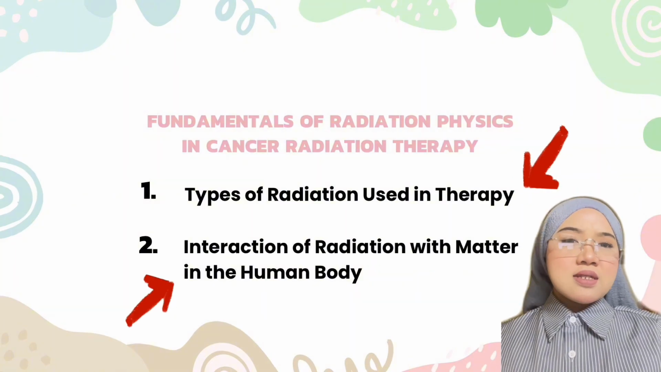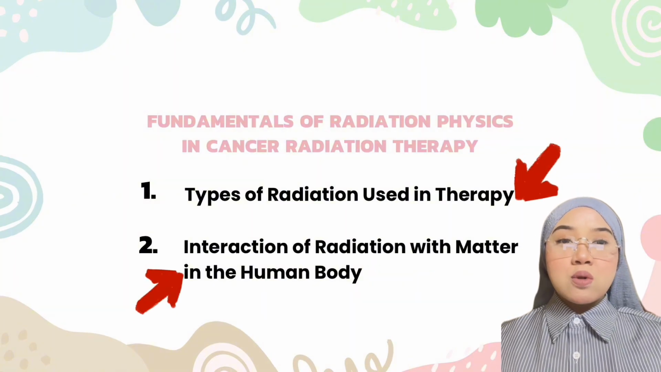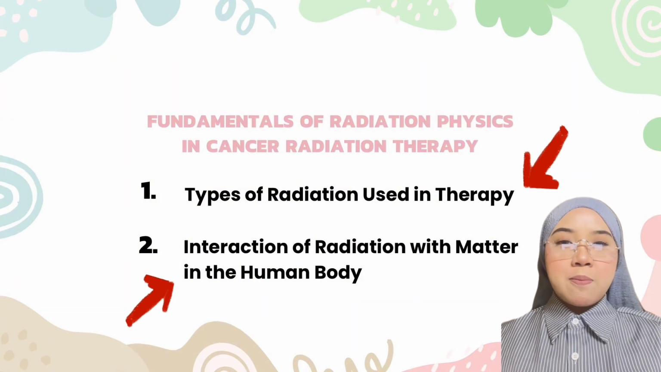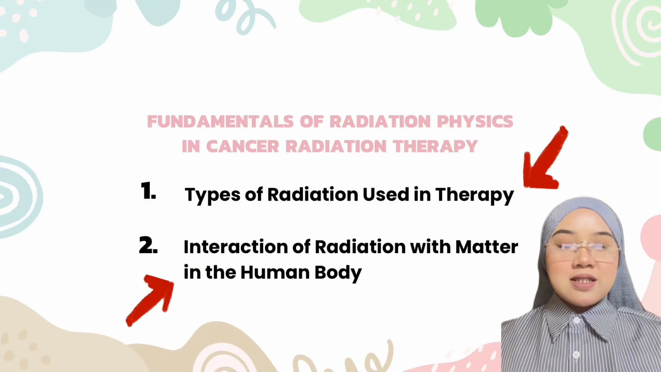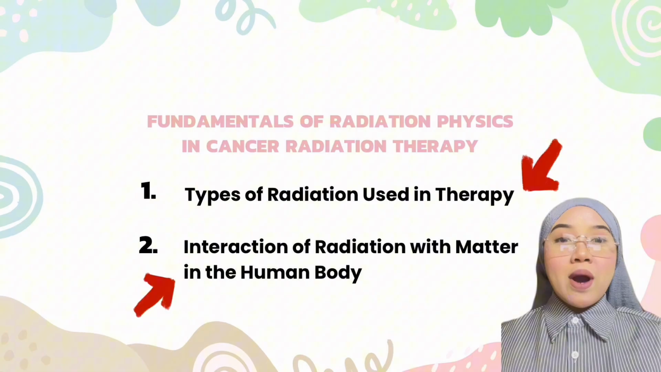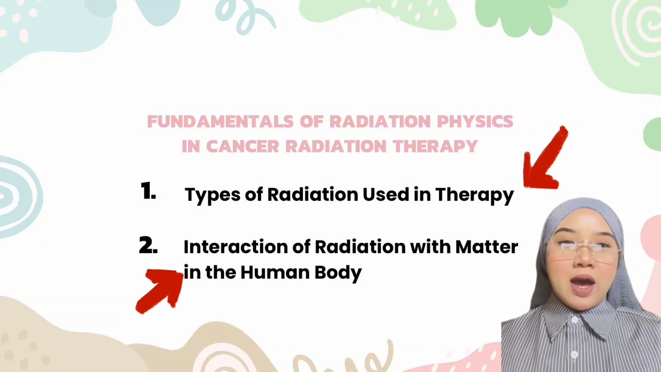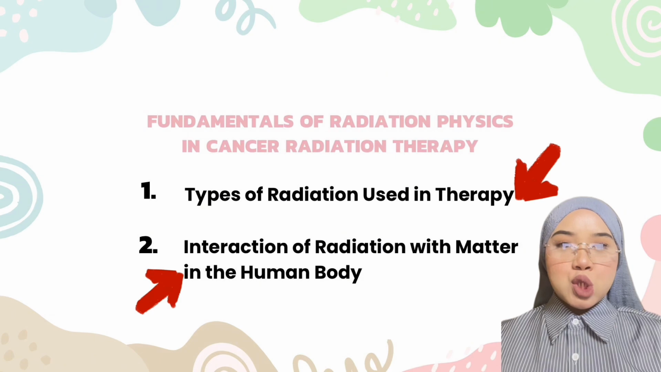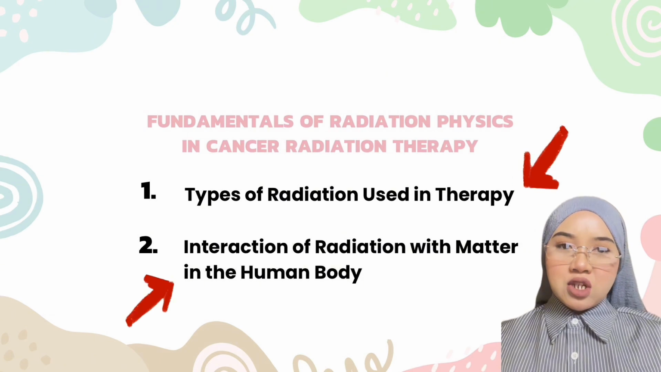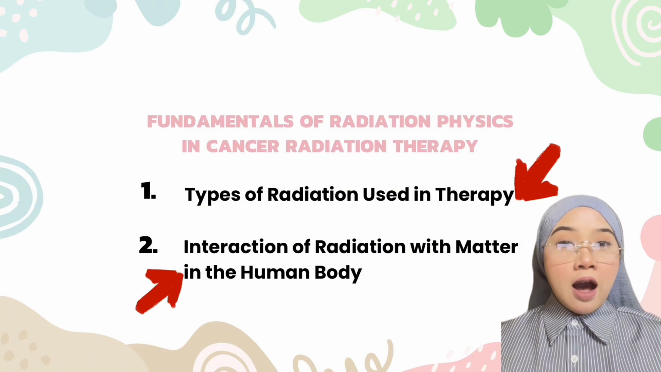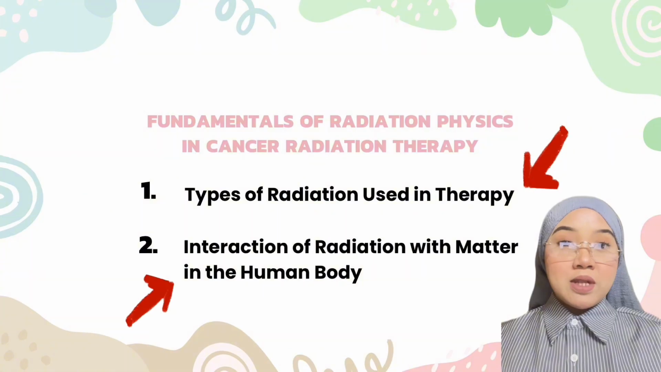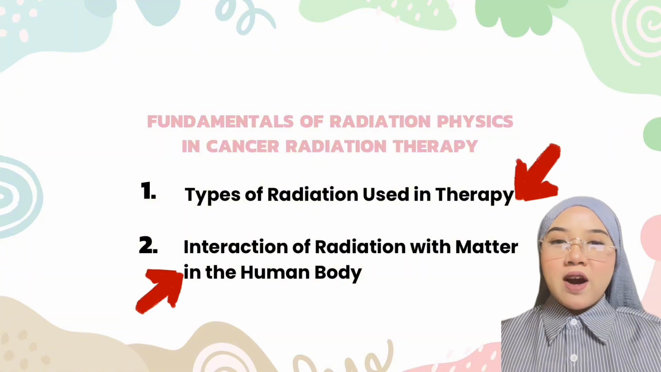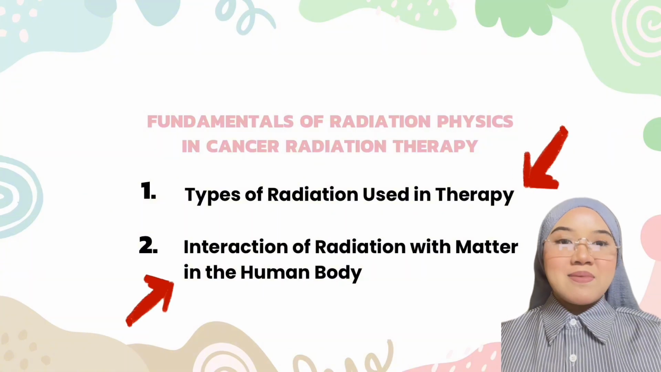Therefore, it is essential to understand the role that radiation physics plays in providing the patient with the appropriate amount of ionizing radiation to the tumor while minimizing exposure to healthy tissue. It is critical to understand the difference between the various types of radiation available and how they interact with human tissue in order to provide a safe and effective treatment.